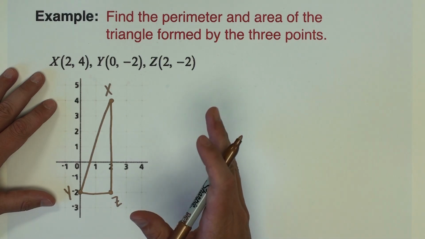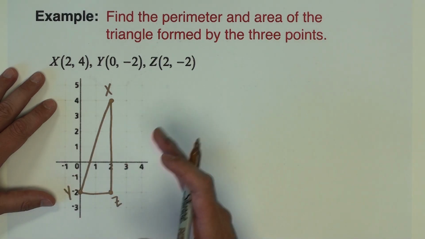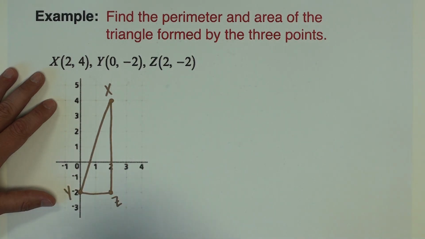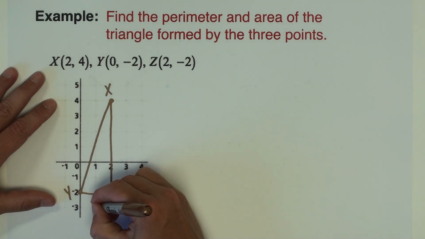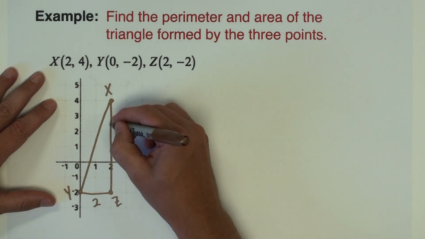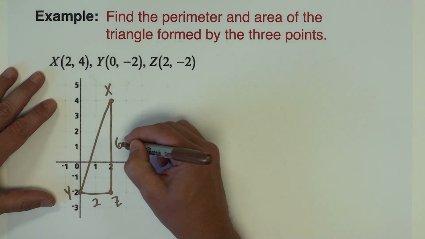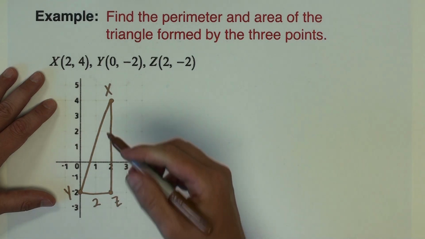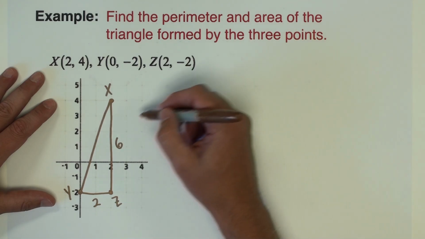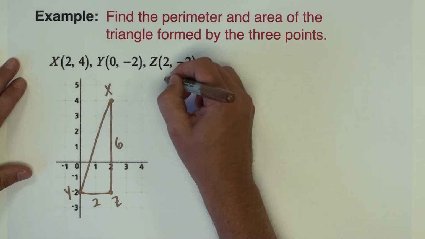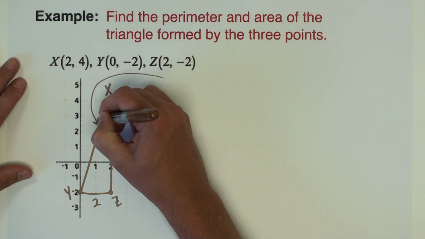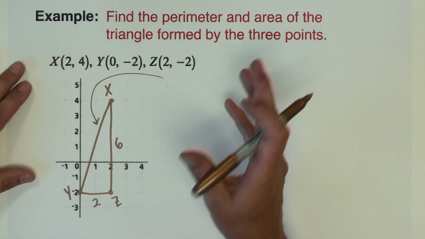Now, as far as perimeter goes, I need to find all the lengths. I'm just going to count this out, at least the ones that I can. YZ is 2, XZ is 1, 2, 3, 4, 5, 6. To find the perimeter, I'm going to have to know the length of this side right here. So this is like a distance problem.